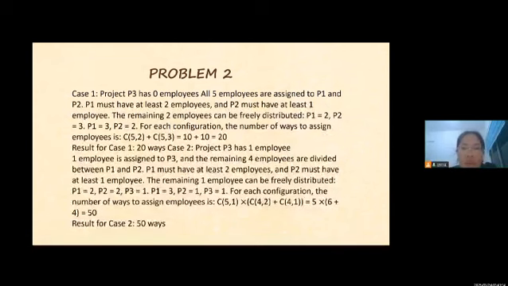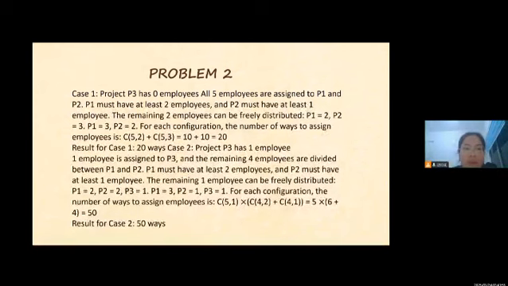Case 3, 2 employees in P3. 2 employees are assigned to P3 and the remaining 3 are distributed between P1 and P2. 5 choose 2 multiplied by 3 choose 1 equals 30 ways.